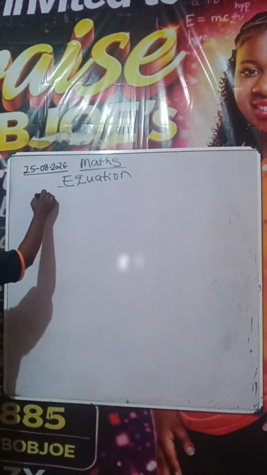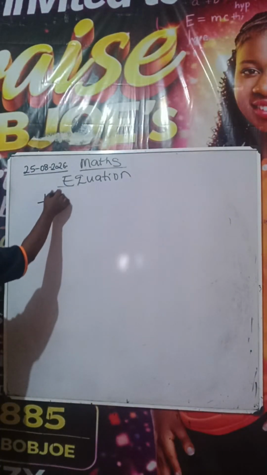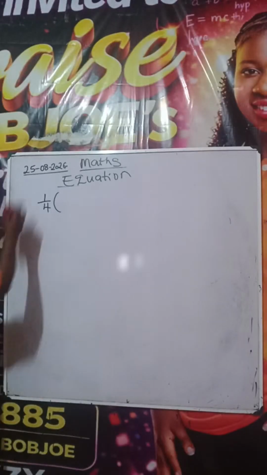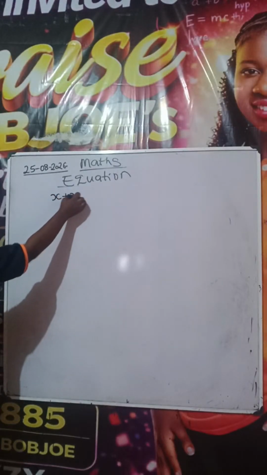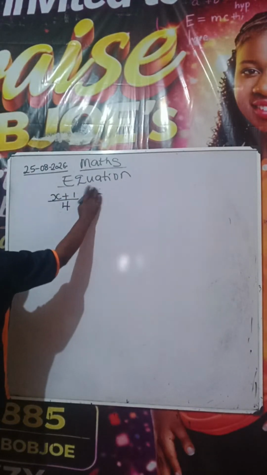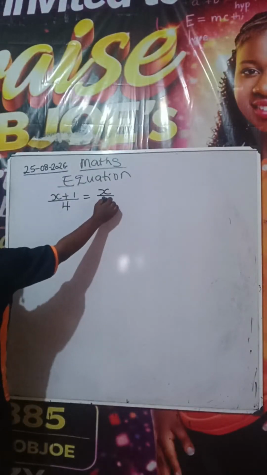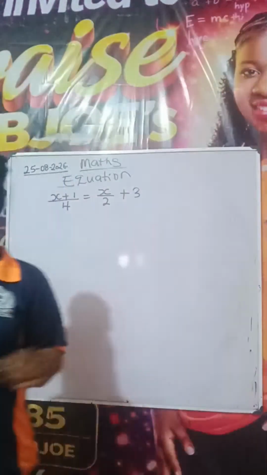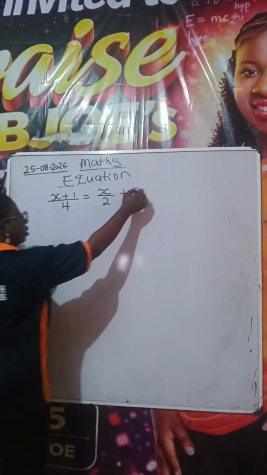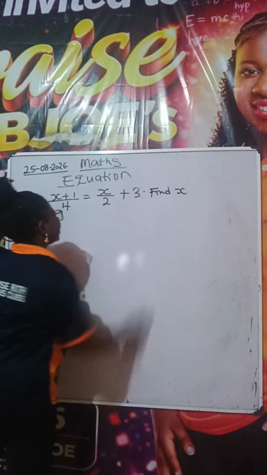Let's see. This one, I have 1/4. Okay, let's put it this way. So we have x plus 1/4 equals x over 2 plus 3. Now you can see that this one and the one we solved is almost the same. So when we solve this one now, you are going to understand it. So look at this one. How do we solve this? Where do we start from? And remember that we are asked to find the x.